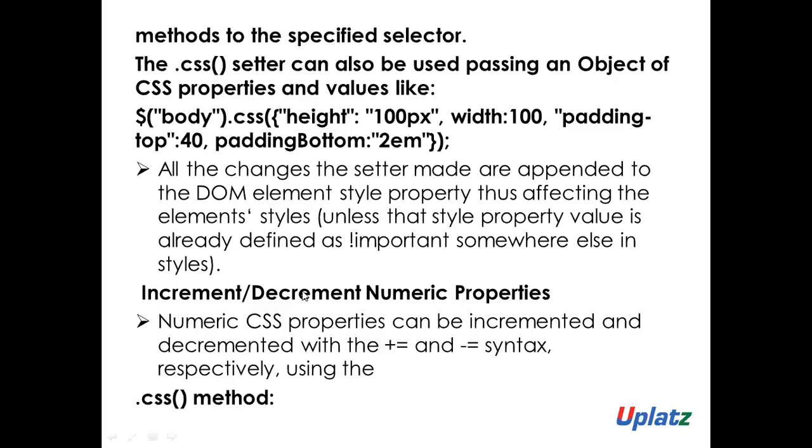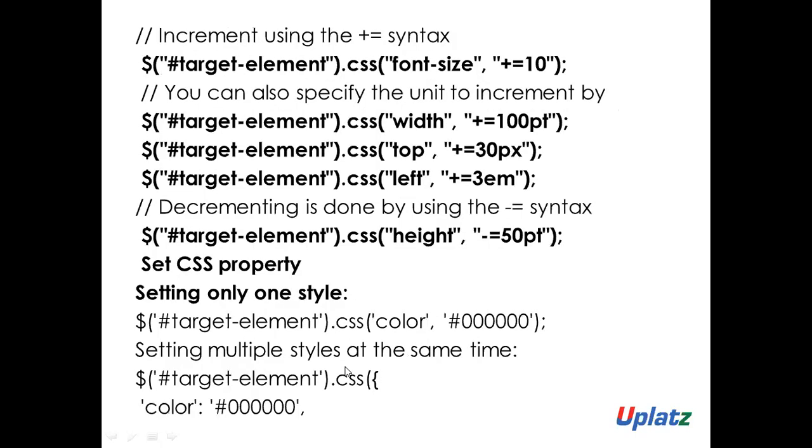So, increment or decrement the numeric properties. Numeric CSS properties can be incremented and decremented with plus equal to and minus equal to syntax respectively. So the dot CSS method will increment using plus equal to syntax. You can specify a unit for the increment, like target element dot css with plus equal to 100 px. Target element should be 100 plus equal to 30 px. So decrementing is done by using minus equal to syntax.